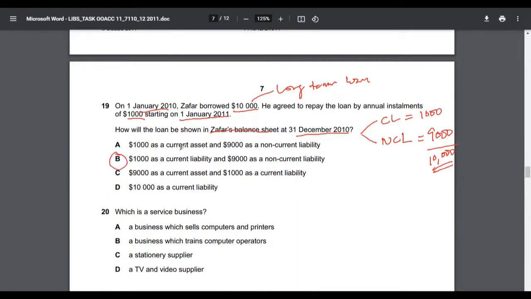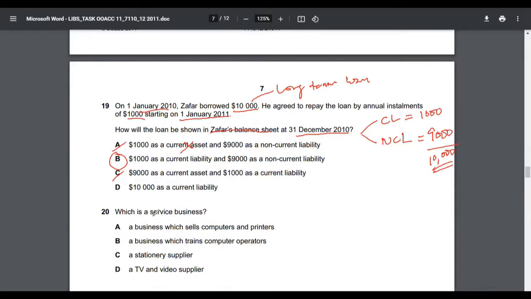And you can look at other options. For example, option A talks about current assets. It's taking a loan, so current assets is absolutely wrong. It eliminates option A and option C completely. Option D is wrong because there is a portion of current liability and a non-current liability. Therefore, the correct answer to multiple choice 19 is option B.